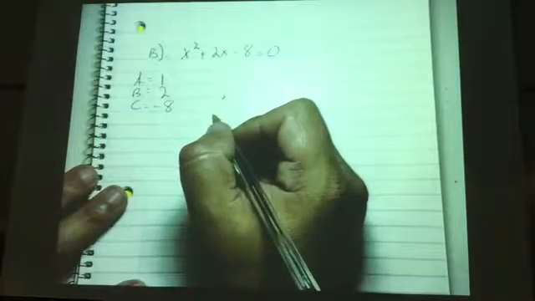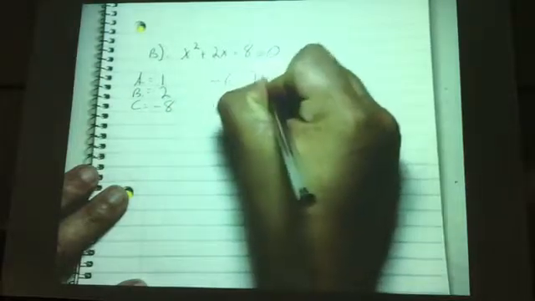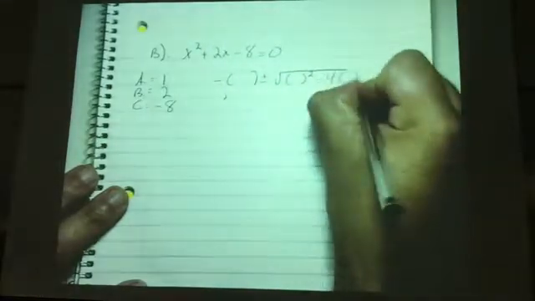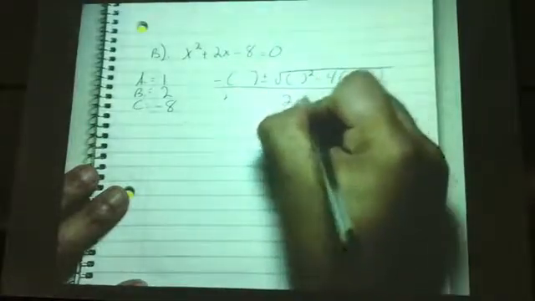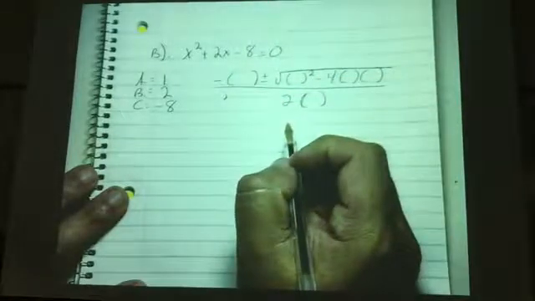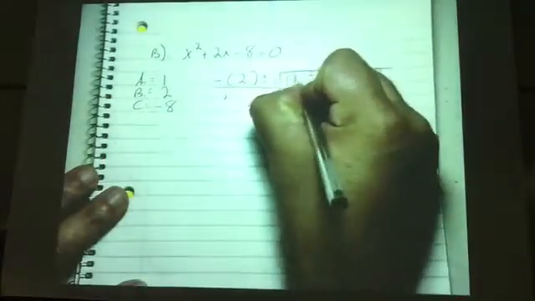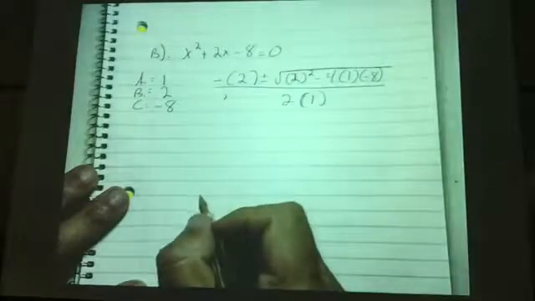Remember, I recommend using parentheses. Our quadratic formula is negative parentheses plus or minus the square root parentheses squared minus 4 parentheses, all of this over 2 parentheses. Now we know that B is a 2, so a 2 goes in all the B's. A is 1, put a 1 in the A's. C is negative 8. Does everybody have this equation?